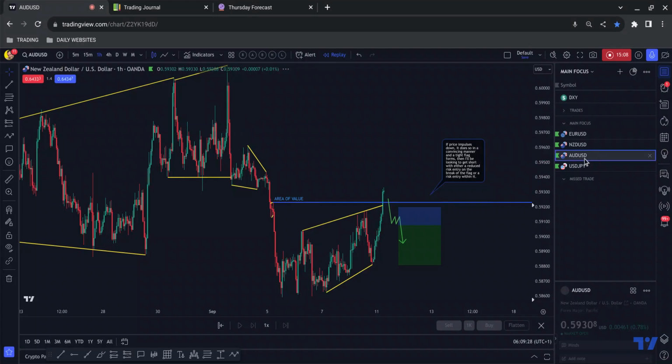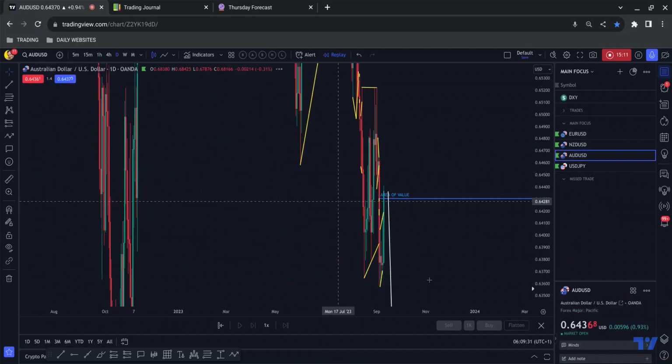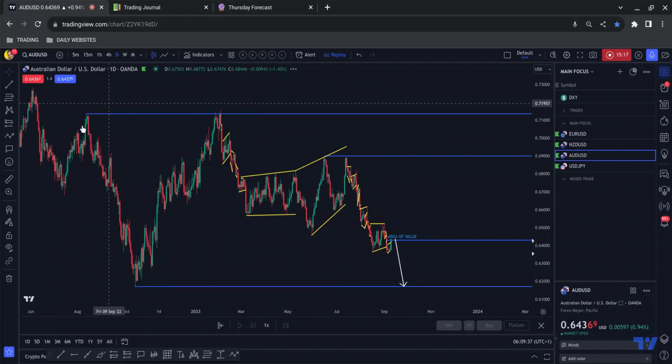So I need to speed up a little bit now. Similar picture with Aussie dollar, so this doesn't need too much time. Hold on a sec. So on this one, as I see it, we tapped into this area.